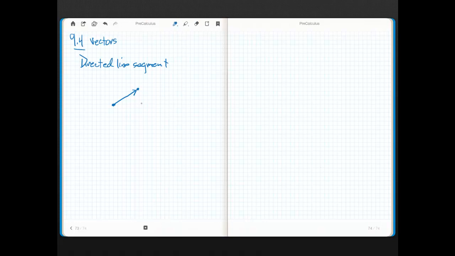Now, the most important thing about a vector, what makes it a vector, is, like I said, it's just a mathematical construct that has direction and magnitude. In other words, it has a length and it has a specific direction.